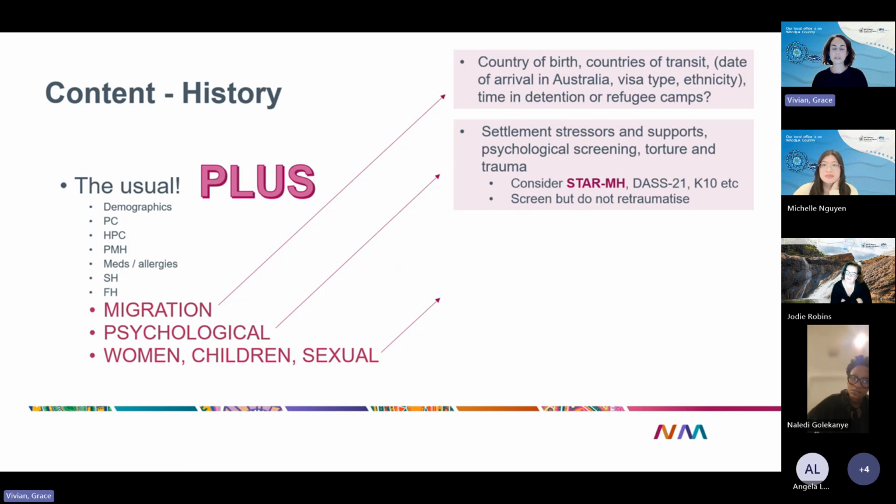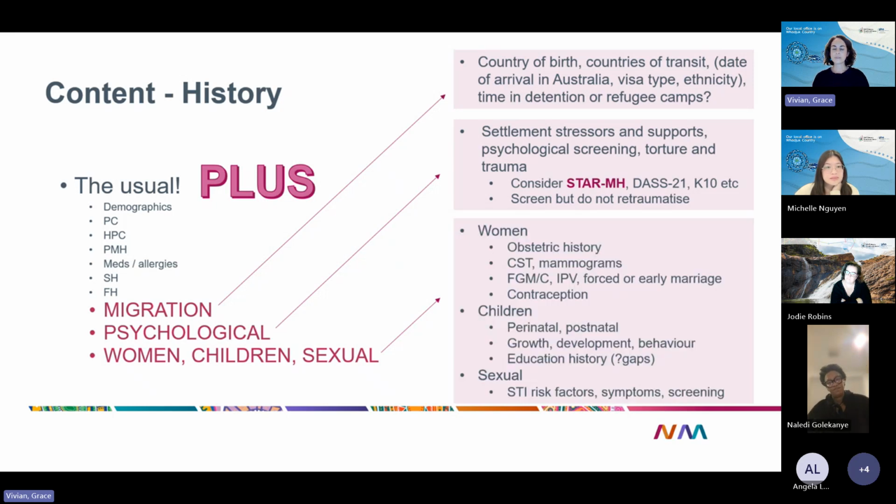We want to know more specifically about women, children, and then sexual health. So for women, we want to know about their obstetric history. A lot of our patients have had many children with a higher rate of miscarriages, postnatal deaths, and even deaths of children. We want to know about their preventative care. We want to inquire whether they've had female genital mutilation or cutting, or experience intimate partner violence. These issues are more common in the cohort that we see for a variety of different reasons, one of which is the stress that settlement places on families.